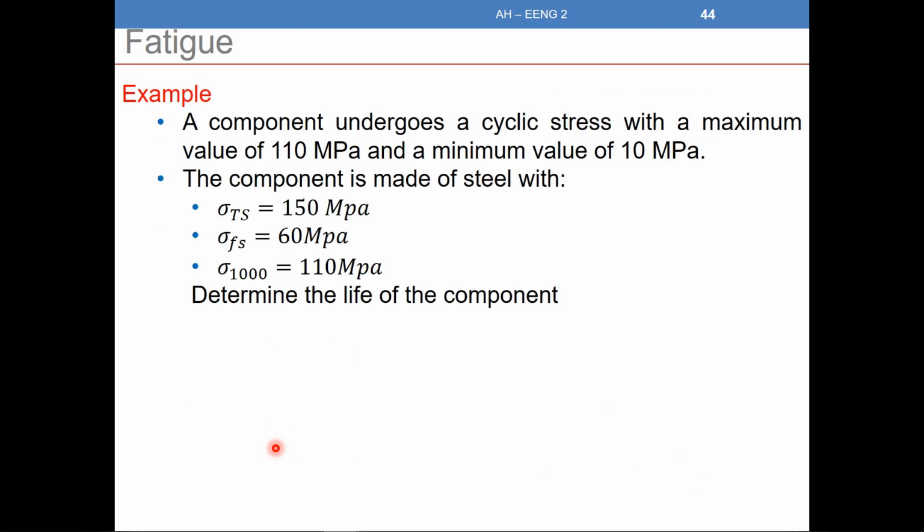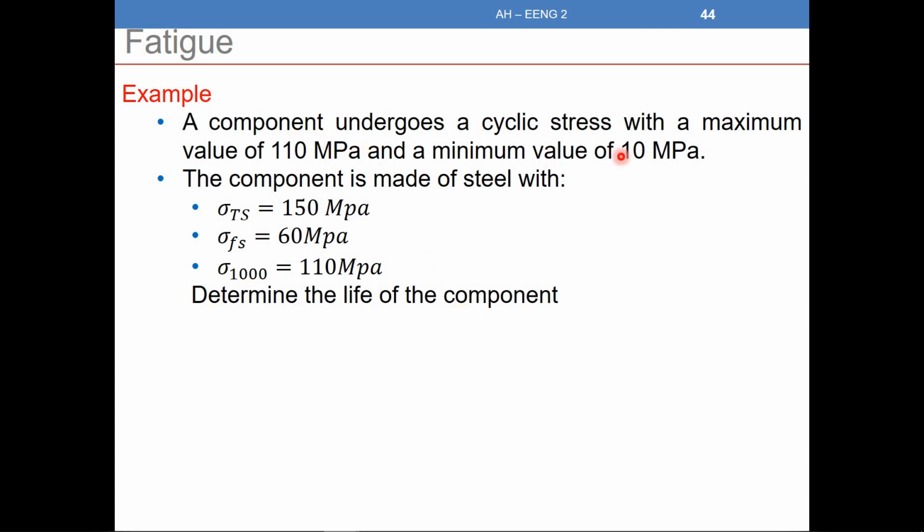So let's take directly an example to understand the idea. I have a cyclic stress with a maximum value of 110 megapascal and a minimum value of 10 megapascal. The component is made of steel, and you have all these properties of steel. We need to find the life of the component. What do we mean by life of the component? It means the number of cycles, so how many cycles it can live.